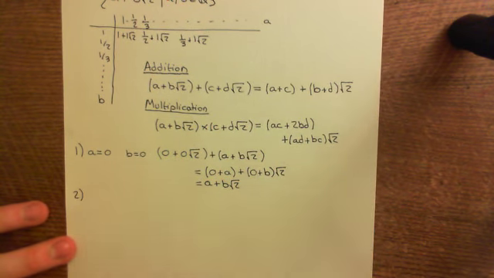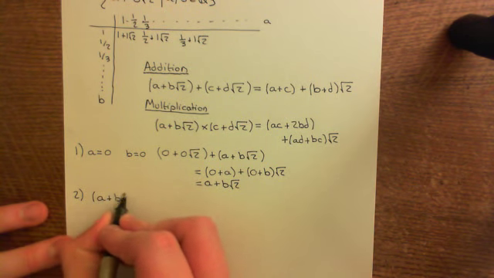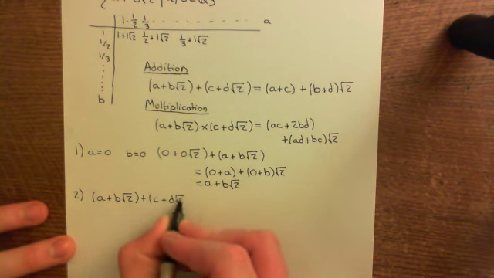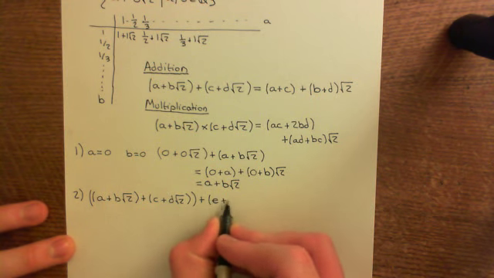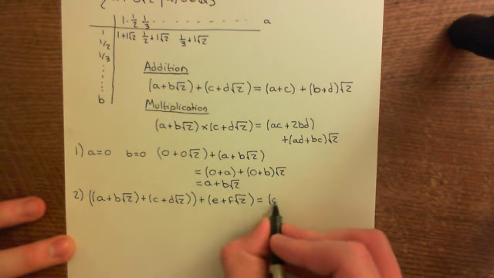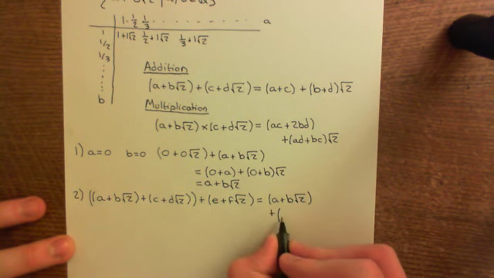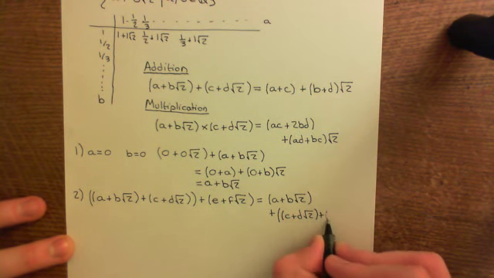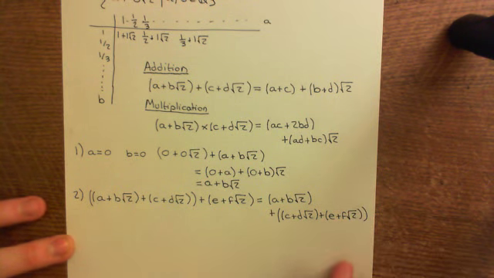Okay, now let's check additive associativity. We want to check that if we have A plus B, the square root of 2, and we're going to add that to another symbol, C plus D, the square root of 2, and then we'll take the answer to that and add it to another symbol, E plus F, the square root of 2, that's the same as if you take A plus B, the square root of 2, and then add it to the answer of C plus D, the square root of 2, plus E plus F, the square root of 2. Like so.